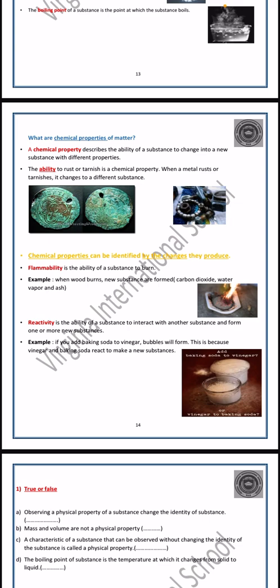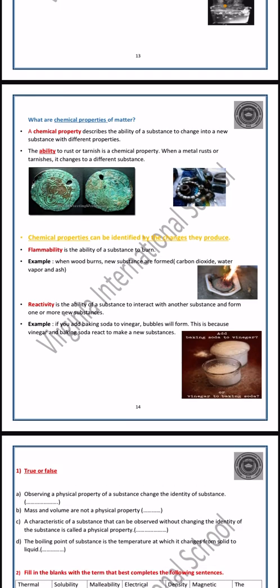So, like when a metal rusts, the metal will no longer be shiny. So we will change the identity of this metal. It will rust. So this is a chemical change, not a physical one. But if we change the shape of the metal, this is physical because we will not change the identity of the metal. It will be the same but in a different shape. But if it rusts, no, we lose all the properties of the metal. So this is changing the identity. This is a chemical property.